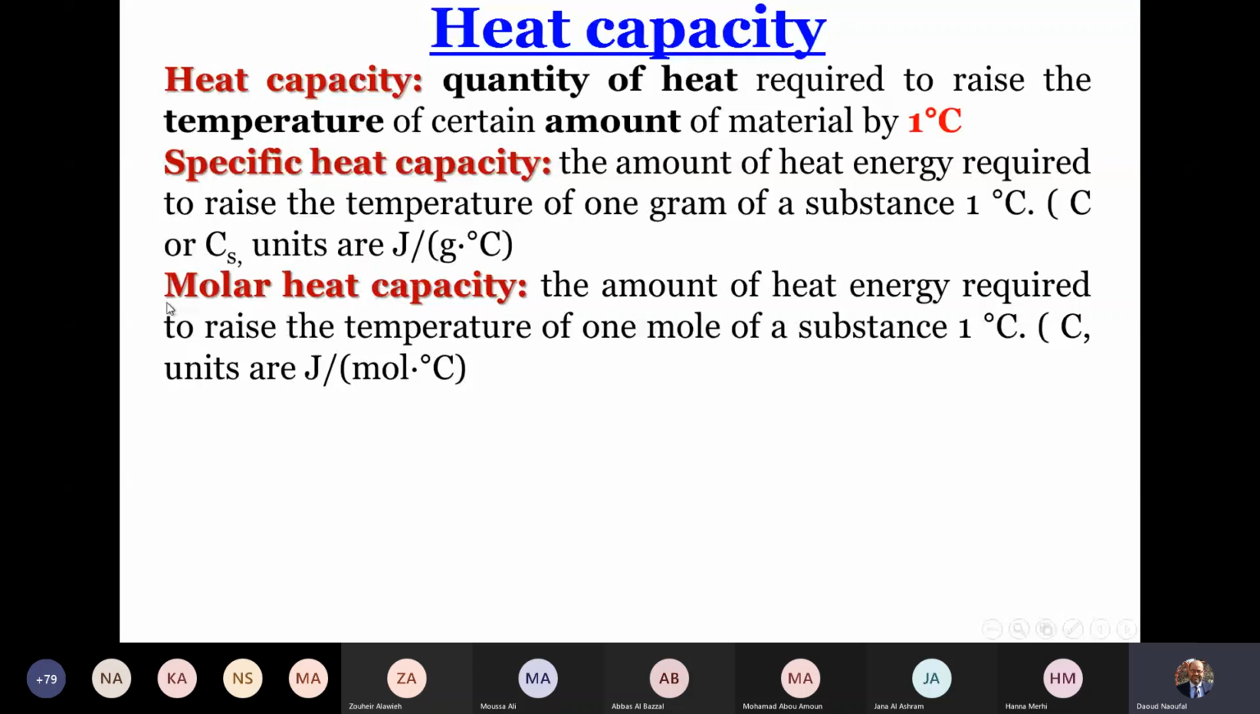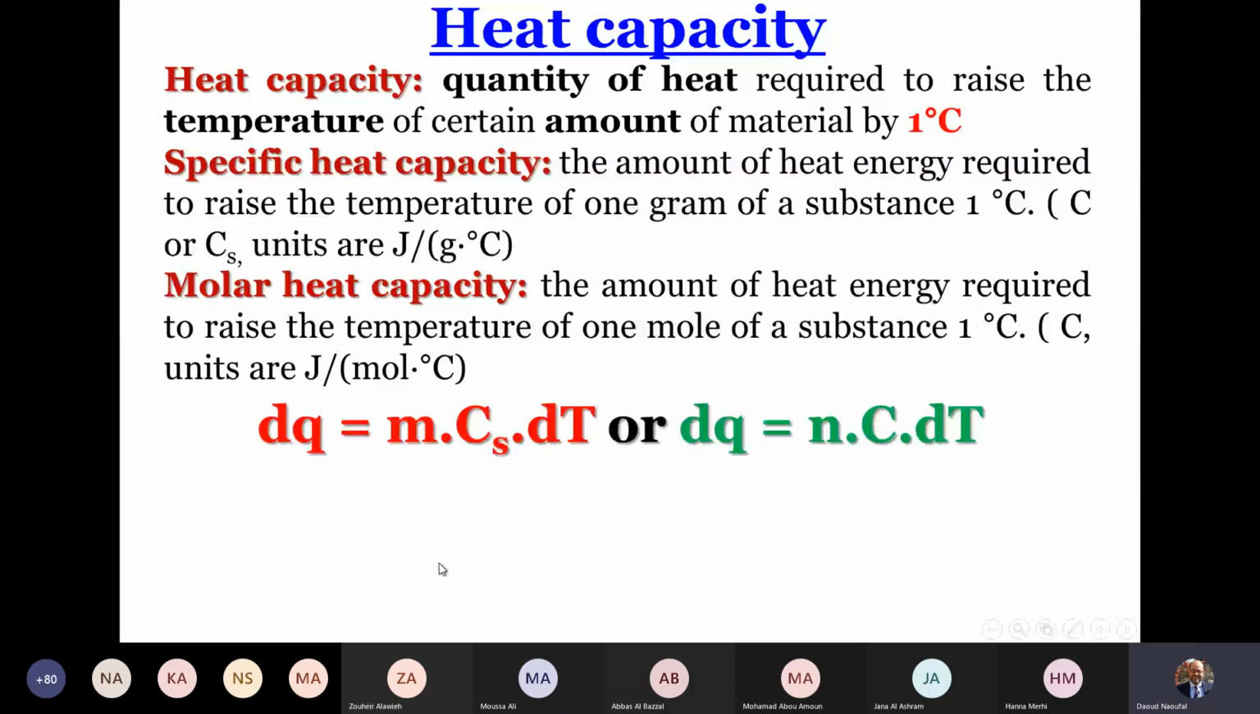So C, given as amount per amount, is equal to m, which is the mass, times C_s. If the heat capacity is defined with respect to the number of moles, I can say the heat capacity is equal to the number of moles of this substance times the molar heat capacity of this substance, which is per 1 mole.